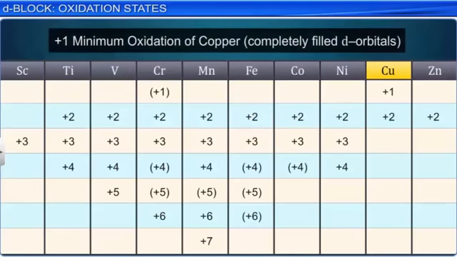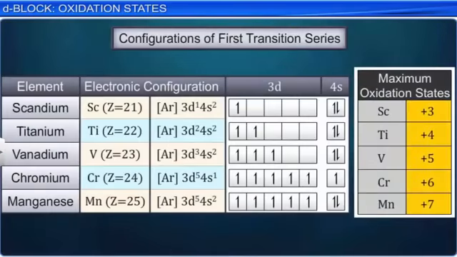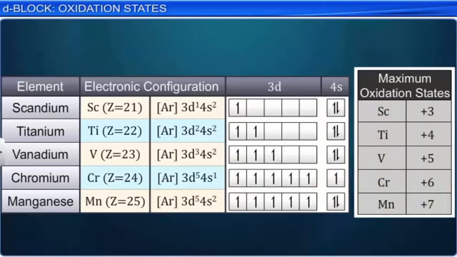The maximum oxidation state is given by the sum of the s and d electrons for the first 5 elements. For example, scandium, titanium, vanadium, chromium and manganese exhibit maximum oxidation states of +3, +4, +5, +6 and +7 in the form of their oxides, oxyanions and oxycations, as shown here.